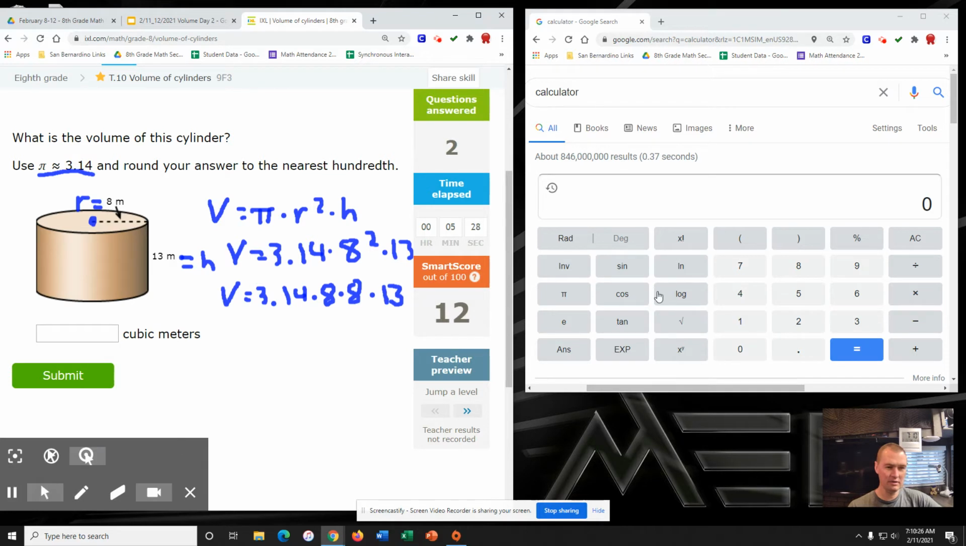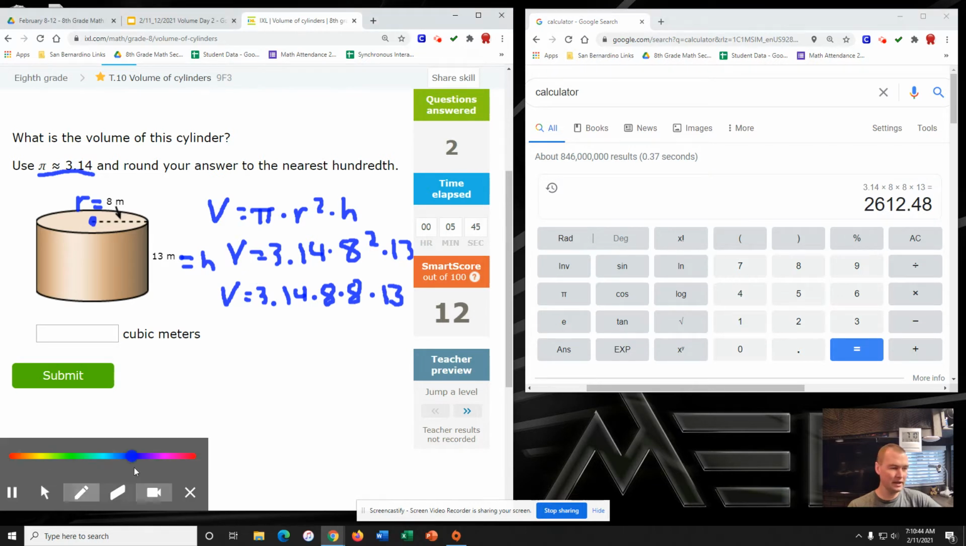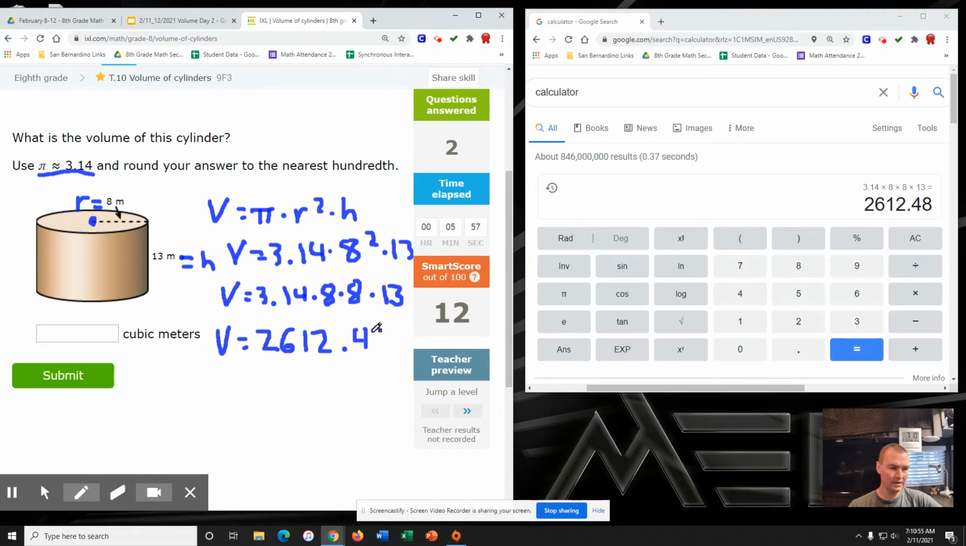All right, so now our handy dandy calculator, and yeah, I would highly recommend using a calculator. Here we go, 3.14 multiply 8 times 8 times 13. Again, let the calculator do the work, but you have to plug it in correctly. So I am getting a volume of 2,612.48. All right, very good. So here we go, 2,612.48.